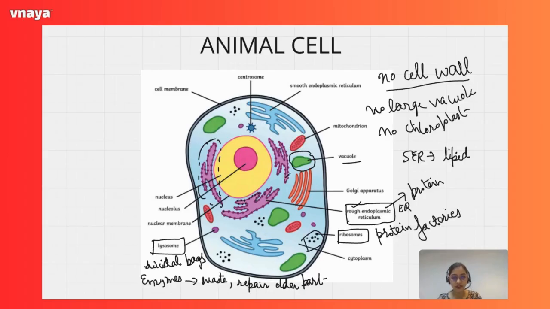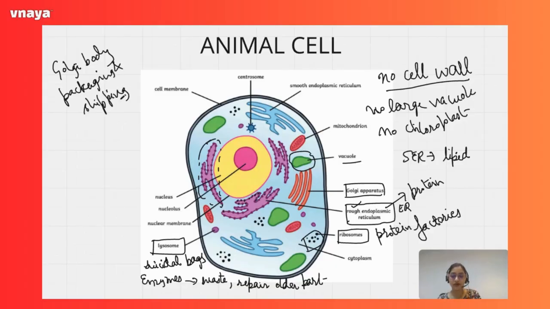Then we have the Golgi bodies, the Golgi body or Golgi apparatus. Golgi bodies are called the packaging and shipping center of the cell. Why? Because it modifies the proteins and sends them where they are needed. So this was the function of the Golgi body or Golgi apparatus. These were the unique features of the animal cell.